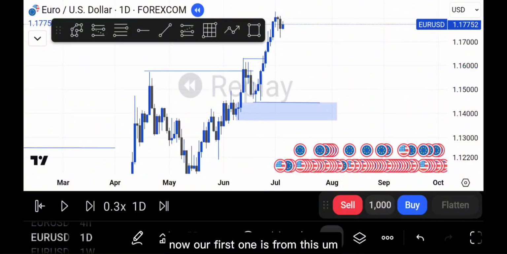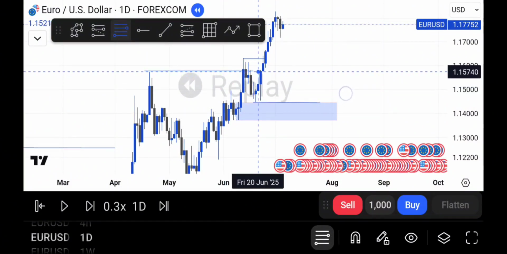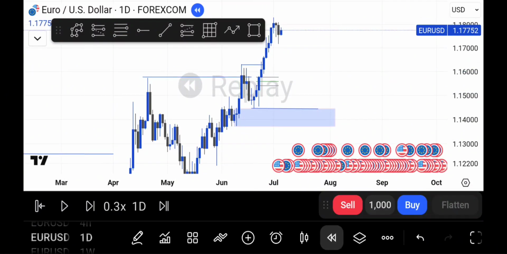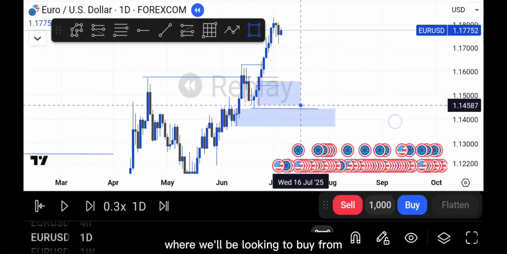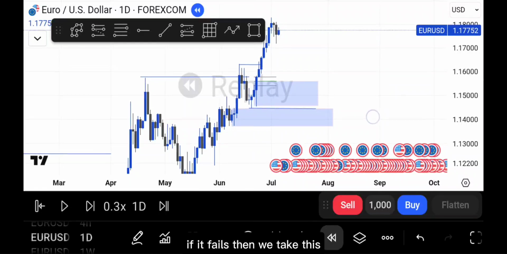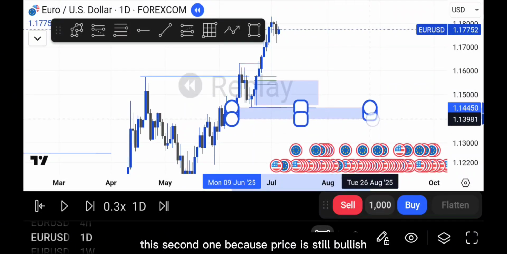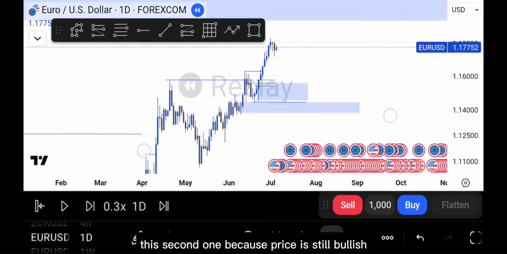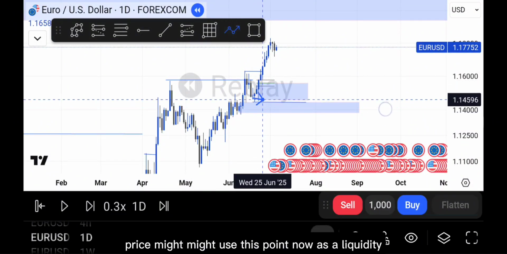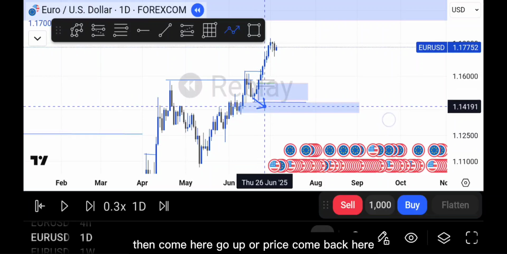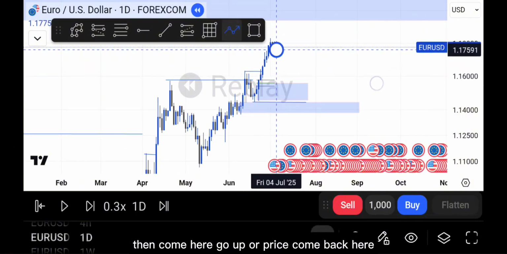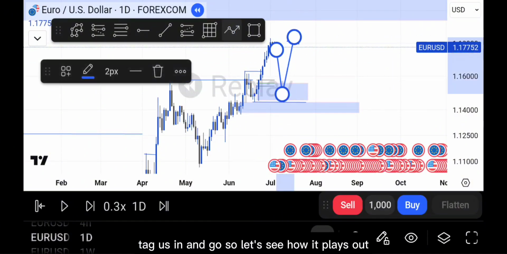Our first one is from this internal structure that we have here. This is our first point of interest where we'll be looking to buy from. So if it fails, then we take this second one, because price is still bullish and price might actually use this point now as a liquidity, then come here, go up, or price come back here, tag us in and go. So let's see how it plays out.